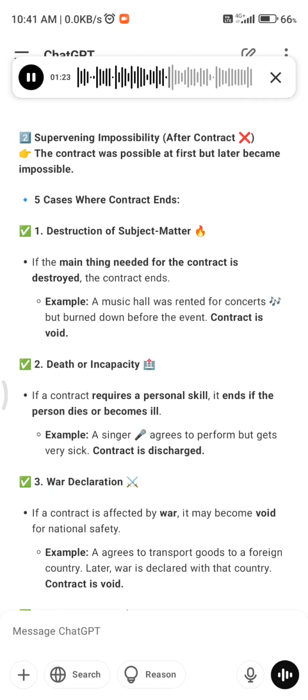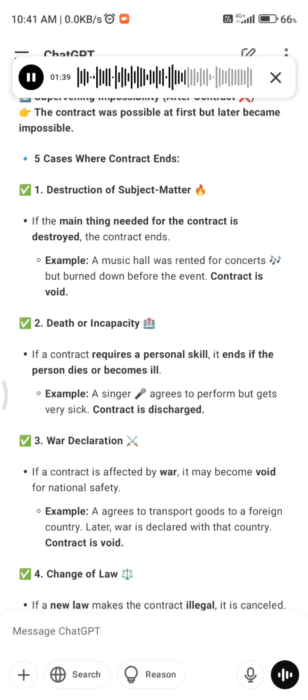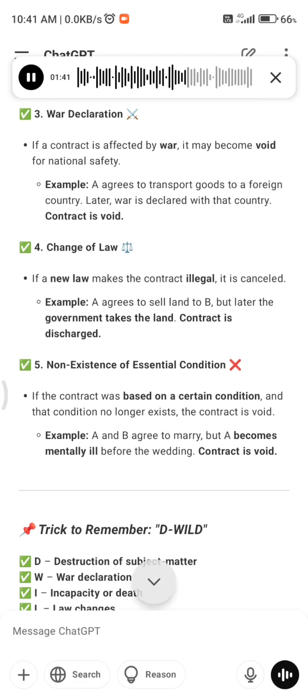2. Death or incapacity. If a contract requires a personal skill, it ends if the person dies or becomes ill. Example: a singer agrees to perform but gets very sick. Contract is discharged. 3. War declaration. If a contract is affected by war, it may become void for national safety.